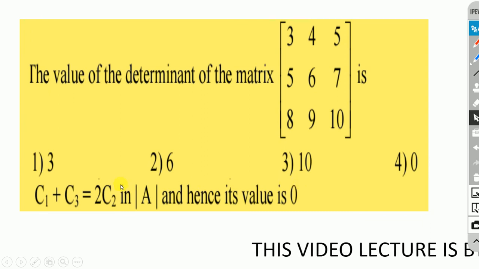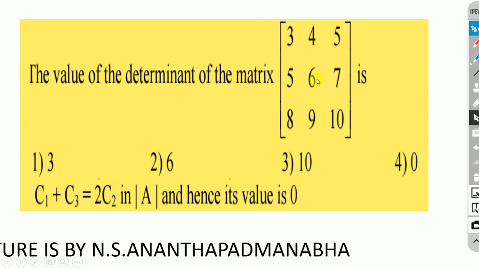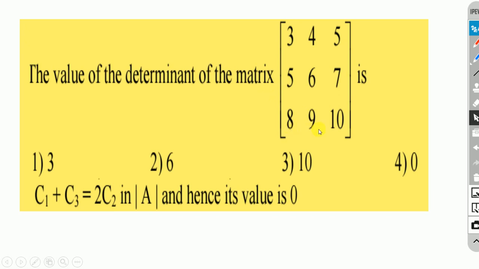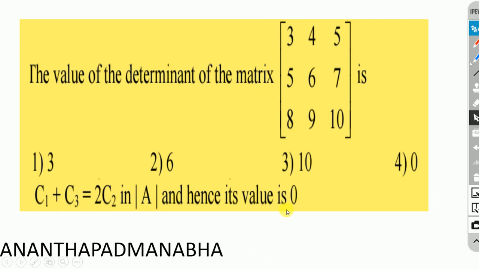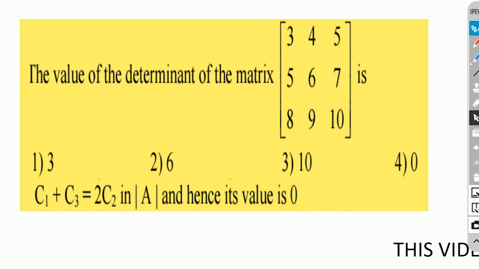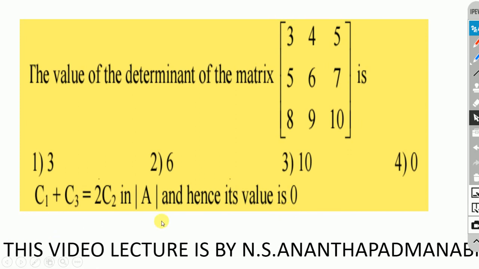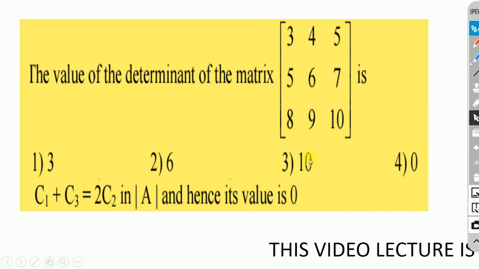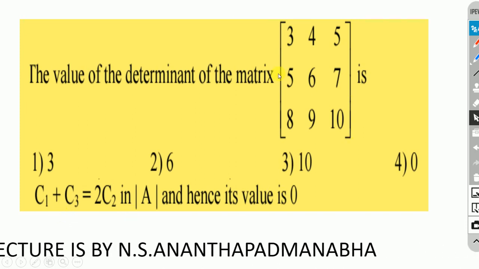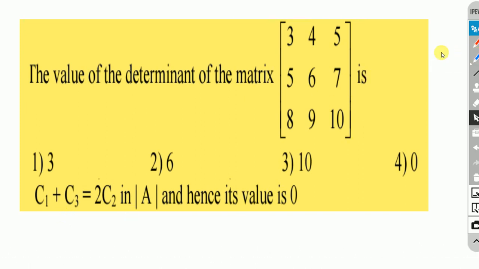The value of the determinant of the matrix 3, 4, 5, 5, 6, 7, 8, 9, 10 is... I have two ways again. I can apply row or column operations, that is elementary transformation, or I can expand this determinant to get the value. So C1 plus C3 here: 3 plus 5 is 8, 7 plus 5 is 12, 10 plus 8 is 18.